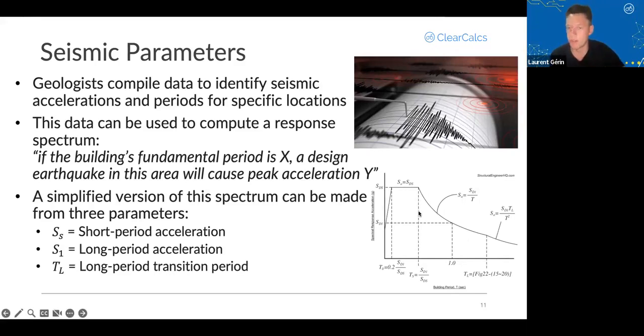Would love to hear if you want to post in the chat, when you're designing, which one of these periods of the spectrum are typically governing your designs. For low rise, in our experience here, it's typically just been the short period acceleration governs everything, but would love to hear if you're seeing different things as well.